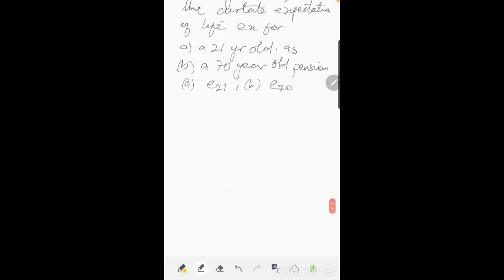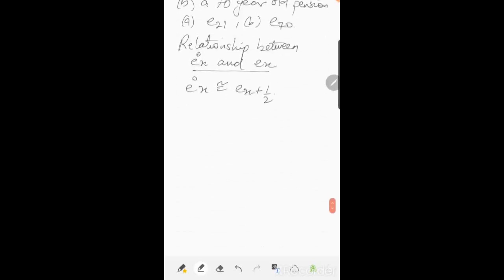Let's look at the relationship between E naught X, which is the complete expectation, and EX. This is very important. We need to know how to apply this relationship in our calculations. We just say E naught X is approximately equal to EX plus half. So how do we apply this?